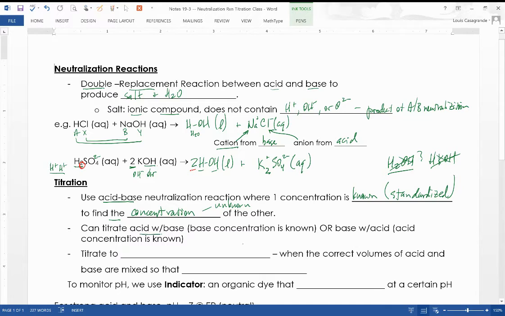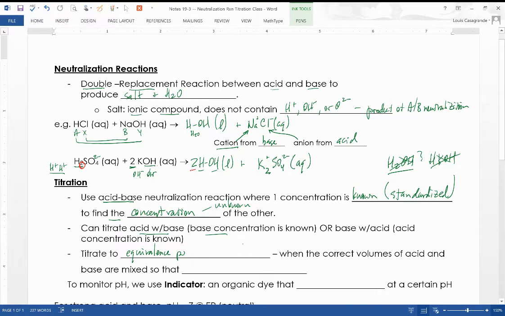You can titrate the acid with the base or the base with the acid. It doesn't matter which one. In this case, we're going to know the base concentration, or you can go the other way and know the acid concentration and not know the base concentration. And when you titrate, you're going to titrate to what's called the equivalence point.